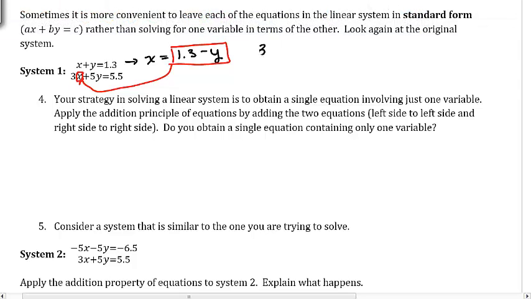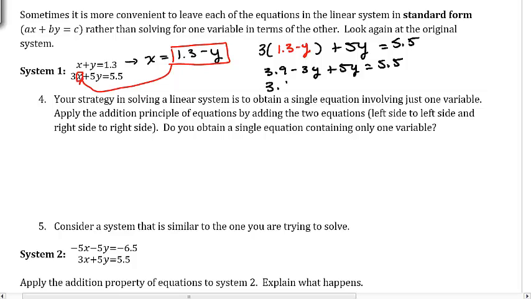That would give you 3 times the quantity, we'll put that in red in the middle there, plus 5y equals 5.5. This is the way that I would do substitution on this particular problem. In the parentheses, we put the 1.3 minus y. Then you distribute the 3. 3 times 1.3 is 3.9, and then minus 3y, and then plus 5y equals 5.5.